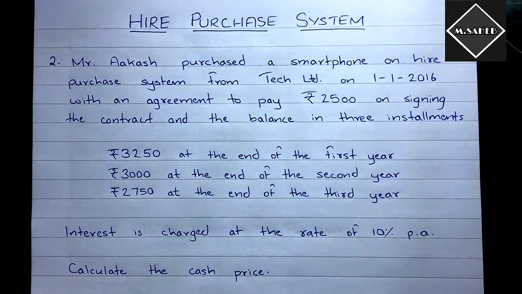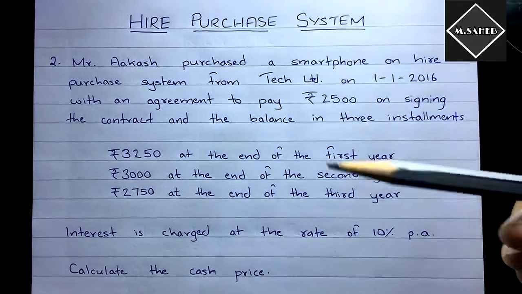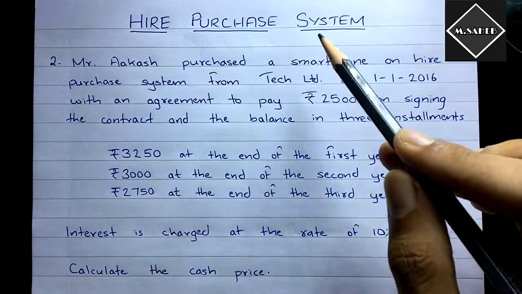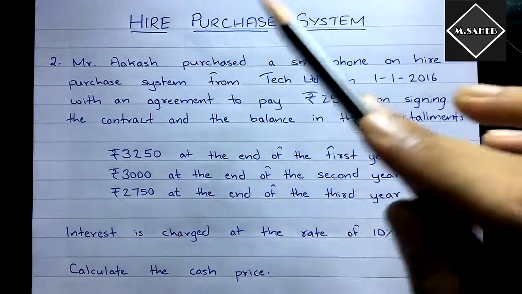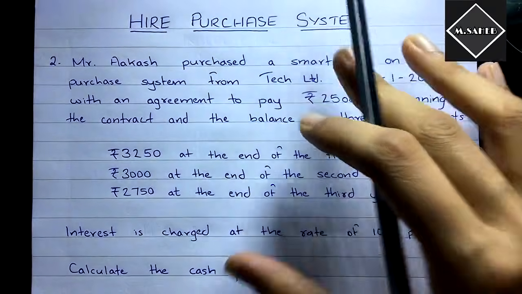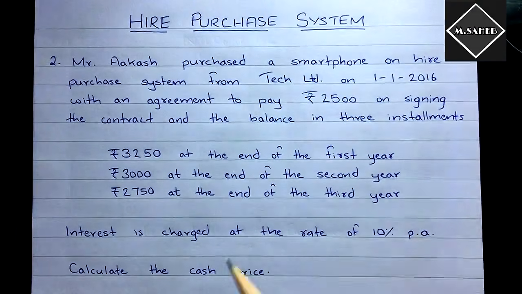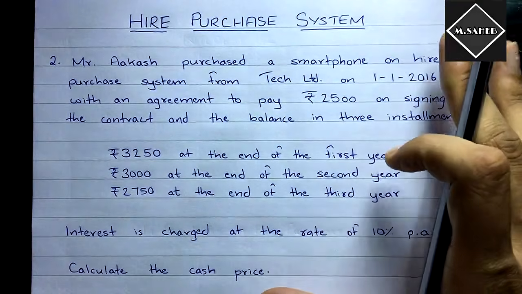Hi everyone, this is the fourth video of hire purchase system, and in the previous videos we have seen the concept, the journal entries, as well as we have solved a complete problem of hire purchase system. Now in this video we are going to solve the second problem, which is based on the calculation of cash price. Now here's the question. Let's start.